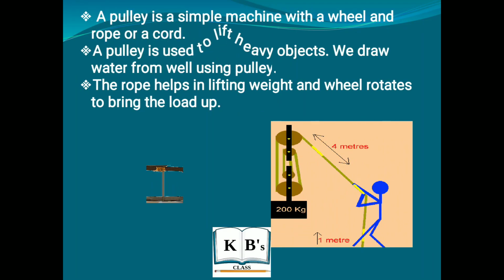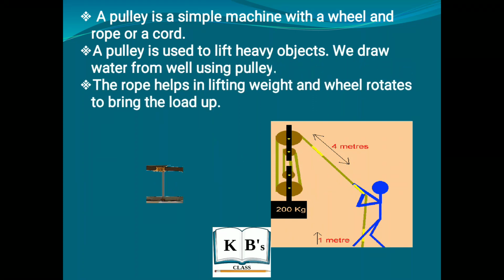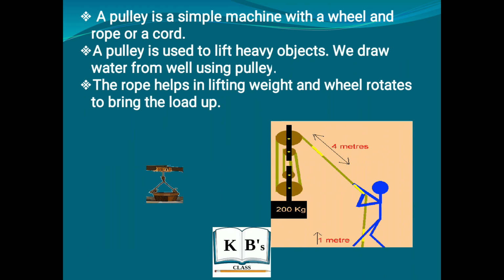The next simple machine we are going to talk about is the pulley. A pulley is a simple machine with a wheel and a rope or a cord. A pulley is used to lift heavy objects. We draw water from a well using a pulley. The rope helps in lifting the weight, and the wheel rotates to bring the load up.